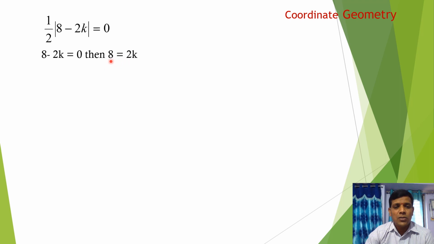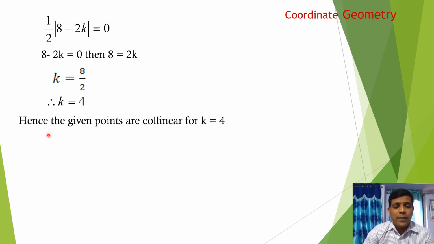Then 8 is equal to 2k, so k is equal to 8 by 2. Two fours are eight, so k equals 4. Hence the given points are collinear for k equal to 4.